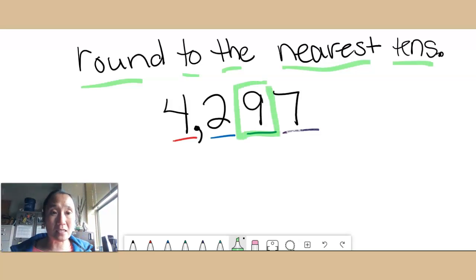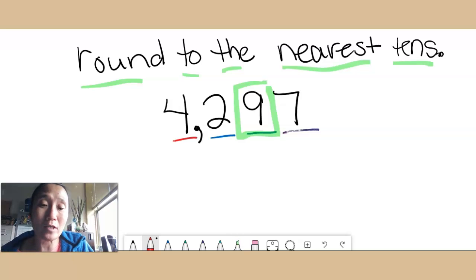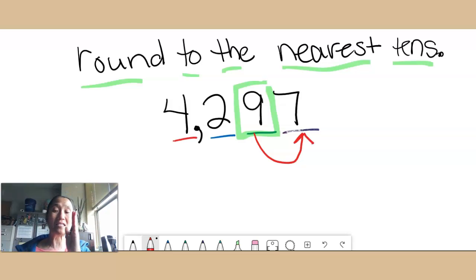Okay? So then, with that in mind, you need to look at the tens place value because that digit, that 9, is sitting in the tens place value. And you need to round it. So what you are going to do is you are going to take and look to the right. Look at the ones place value. Look at the digit to the right. So look to the right and look at it.